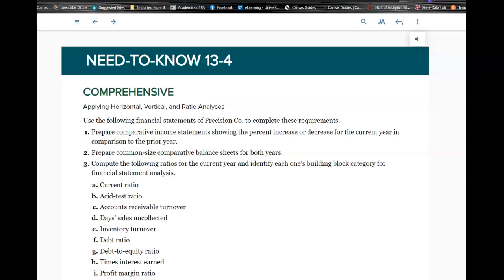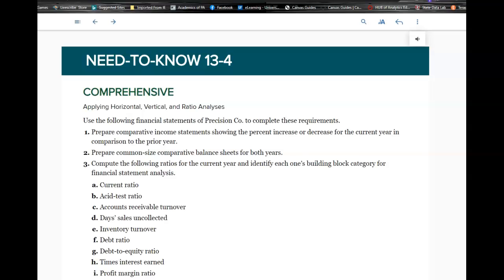So at any rate, the material I'm going to cover in this recording is going to be from your final chapter for this semester. It's chapter 13, Analysis of Financial Statements. And for our purposes of our discussion, we're going to use the Need to Know 13-4, which is a comprehensive financial statement analysis problem.